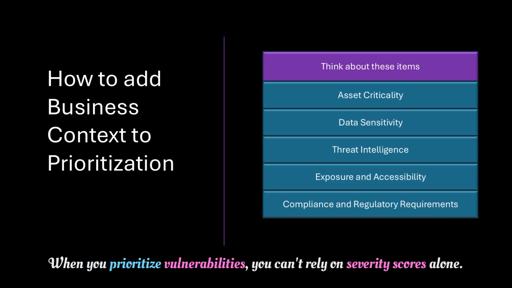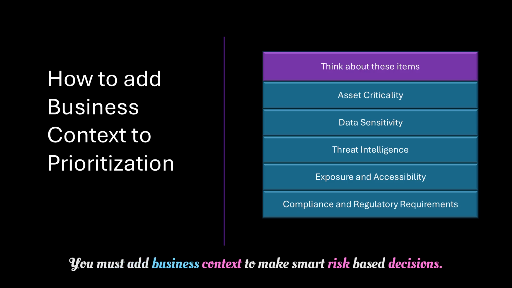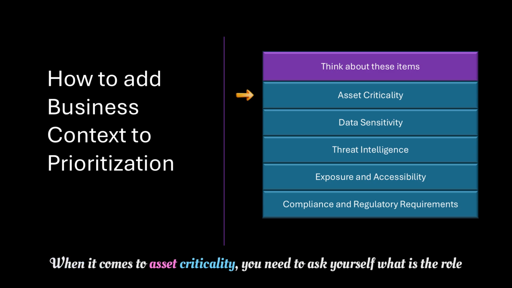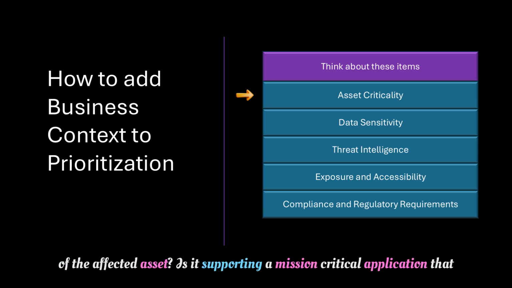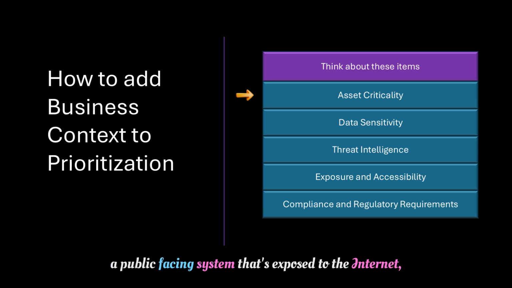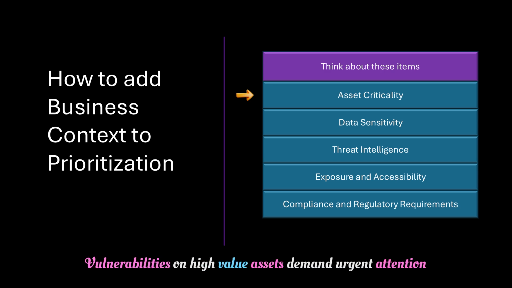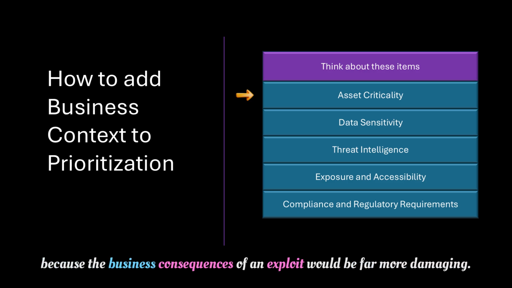When you prioritize vulnerabilities, you can't rely on severity scores alone. You must add business context to make smart, risk-based decisions. Here's how you should approach it. When it comes to asset criticality, you need to ask yourself, what is the role of the affected asset? Is it supporting a mission-critical application that keeps the business running, a public-facing system that's exposed to the internet, or simply a low-impact internal tool? Vulnerabilities on high-value assets demand urgent attention because the business consequences of an exploit would be far more damaging.